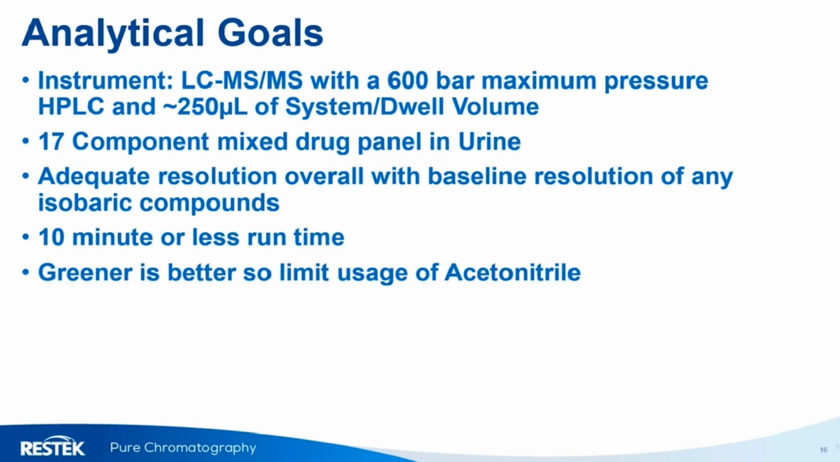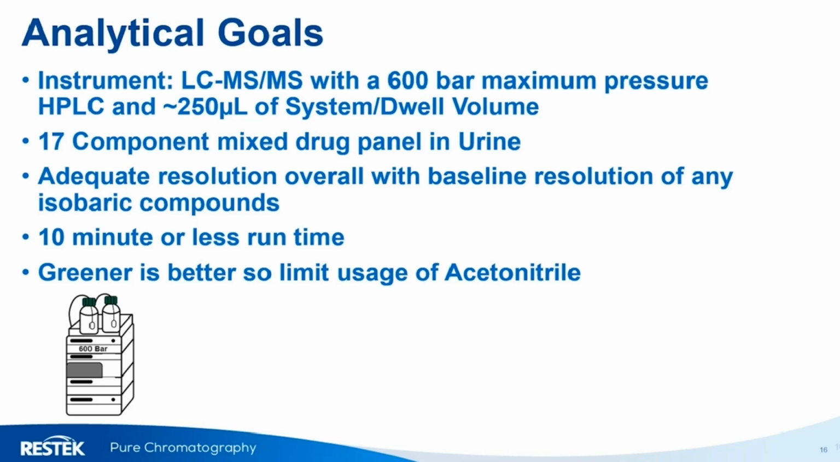Now that we've looked at items like our system and its specifications, particles, stationary phases, and even analyte chemistries, let's talk about our analytical goals for this method. We're starting with an instrument for LC-MS-MS with a 600 bar maximum pressure HPLC that has about 250 microliters of system volume or dwell volume. System volume and dwell volume are the same thing.